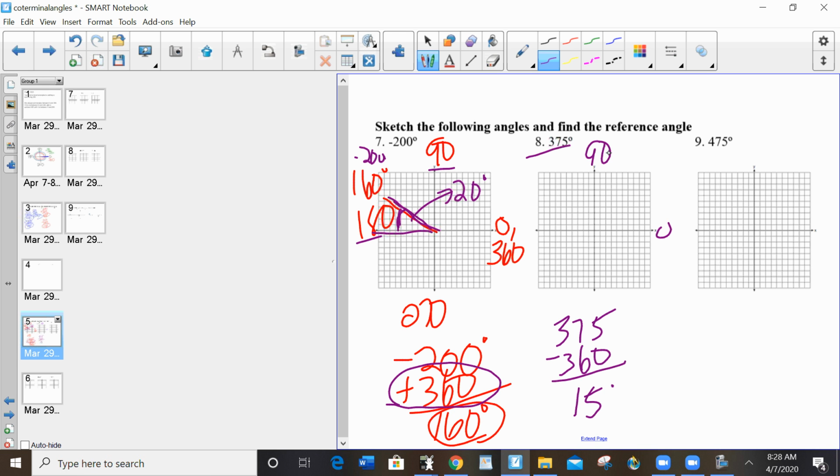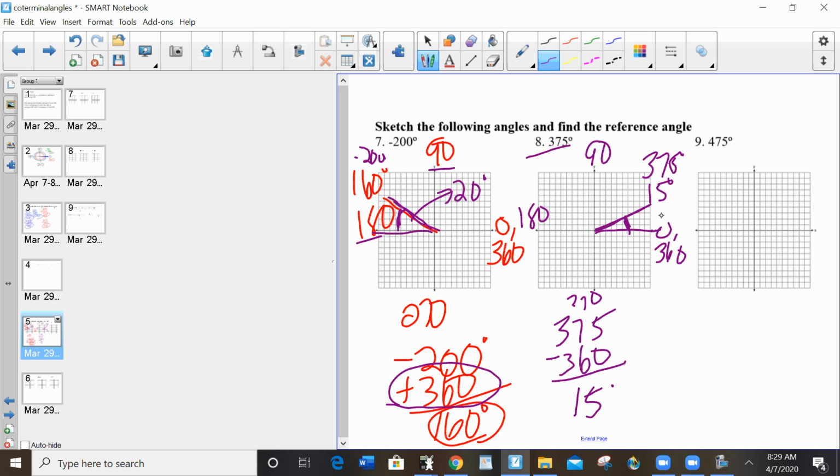0, 90, 180, 270, 360. It's between 0 and 90. So I'm actually going to write 375 here as well, since that's what's asking. The reference angle is the angle between the angle and the x-axis. This is 0, this is 15.